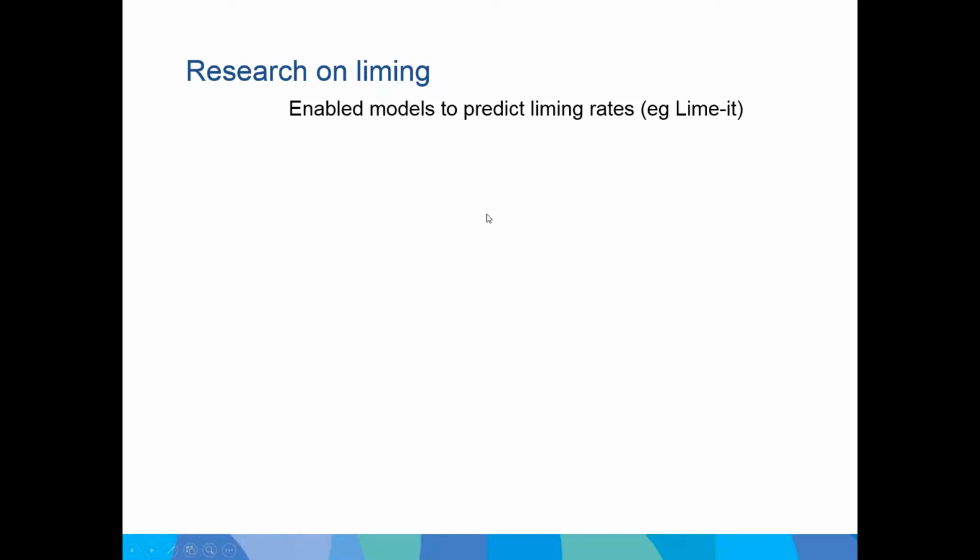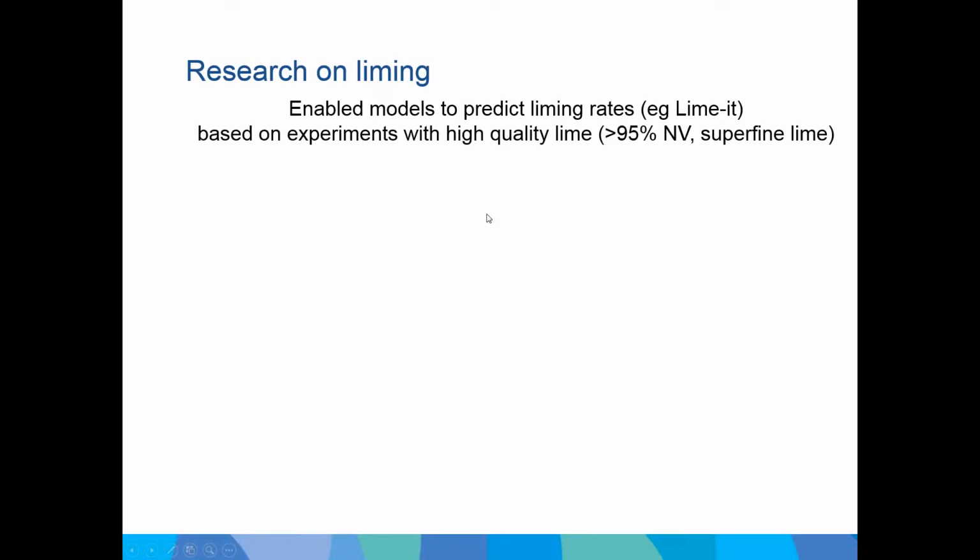Those models are based on experiments, but those experiments used high quality lime, greater than 95% neutralizing value, in some cases 98%, and super fine lime, ground to less than 250 micron in diameter. And that lime was incorporated to approximately 10 centimeters, because the farming practice at the time involved cultivation, whether by disc or scarifier, before sowing. So you actually had quite a lot of mixing.